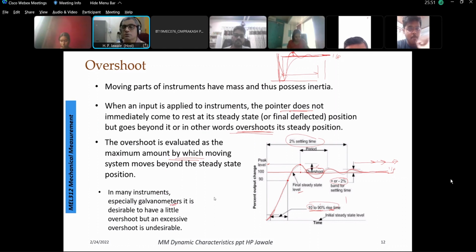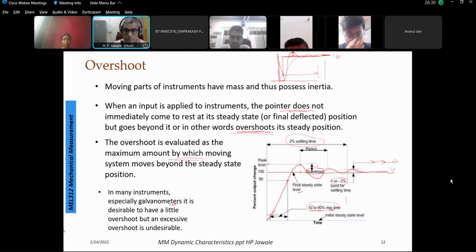Any doubt in understanding overshoot? So what is desired? Smaller overshoot is desired. The reason is very clear. As the overshoot is larger, it will take a longer time to settle down to the steady state output represented for a given standard input. But it forms a very important property, and based on this, many of the instruments or measurement systems are preferred, or the merit of the system is judged, based on the overshoot quality.